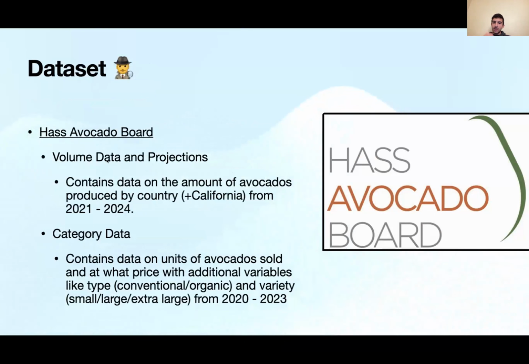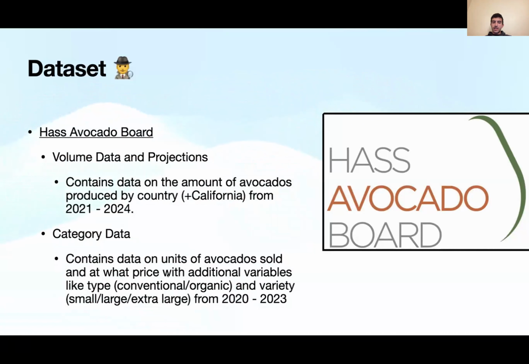They have volume data, and they have volume projections and data from 2021 to 2024, with the end of 2023 and 2024 being predictions, and the rest being measured data points. These contain basically the amount of pounds of avocados that major countries are producing, plus California for some reason. And they also contain categorical data.